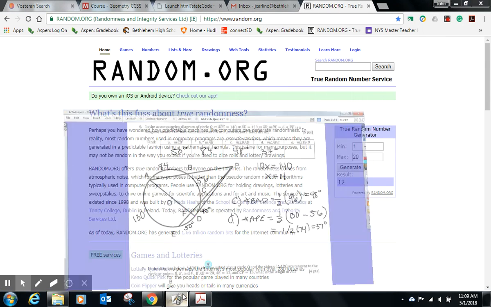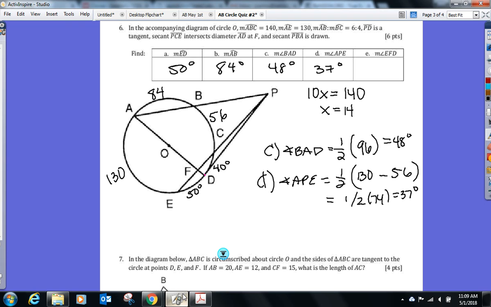Inside or outside? Number 12. Inside or outside, EFD? Inside. Is it a central? Is it inscribed? So it's got to be a floater angle, which I know I'm going to take one half the sum of two arcs. Now, EFD, what arc belongs to EFD?